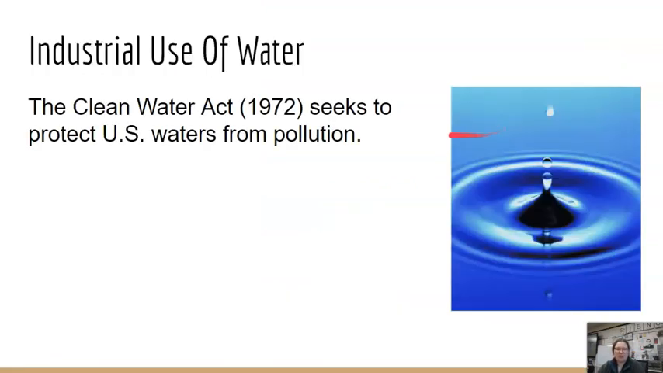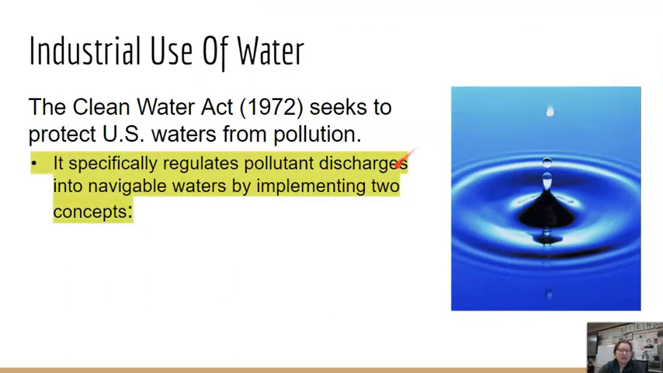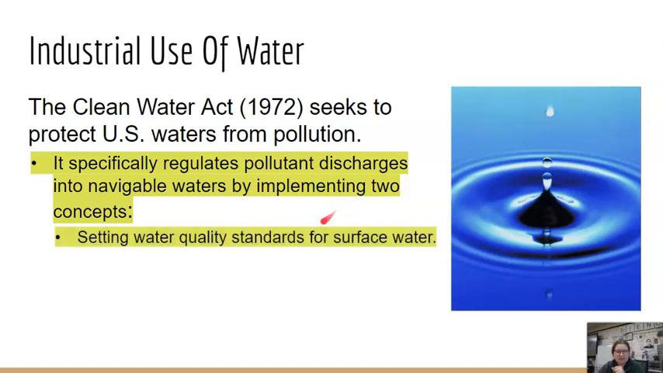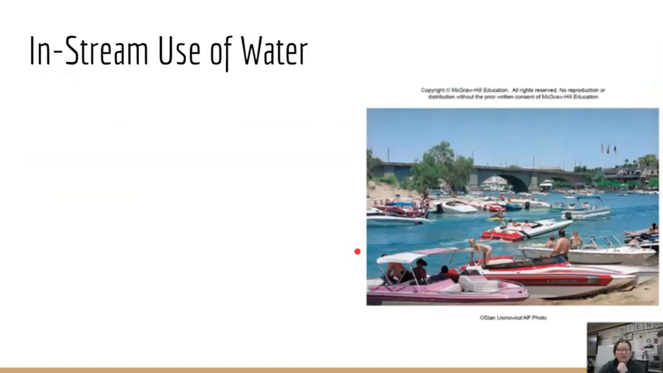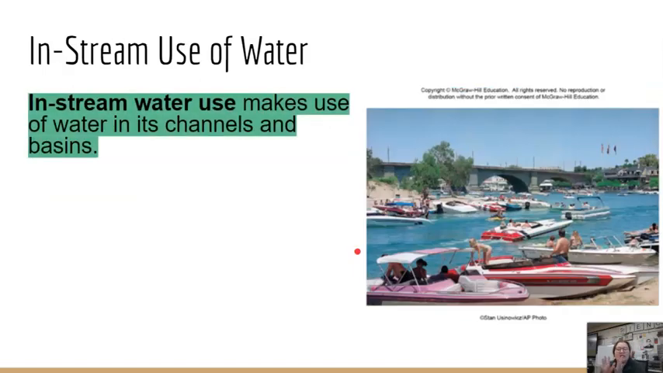So the Clean Water Act of 1972 seeks to protect U.S. waters from pollution, and it specifically regulates pollutant discharges into navigable waters by implementing 2 key concepts. One, there are water quality standards for surface water, meaning the lakes, the streams, the rivers have to meet certain standards. We can't pollute them beyond that point. And then limiting effluent discharges into water, meaning we cannot just dump waste into that water, which used to be a lot more common.